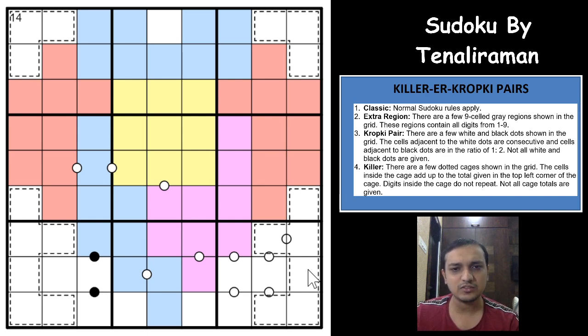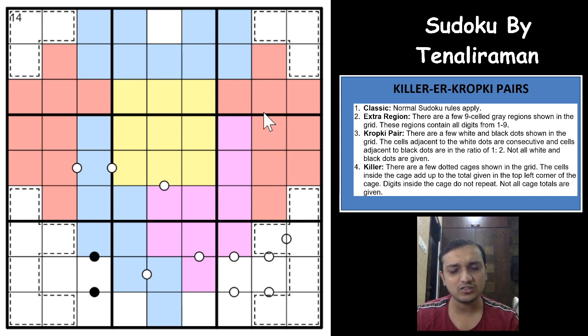The first variant is the extra region. As you can see, all the colored cells, there are exactly 9 colored cells here. There are 6 different extra regions, and each of these will also have numbers from 1 to 9. That is the first hybrid variant here.